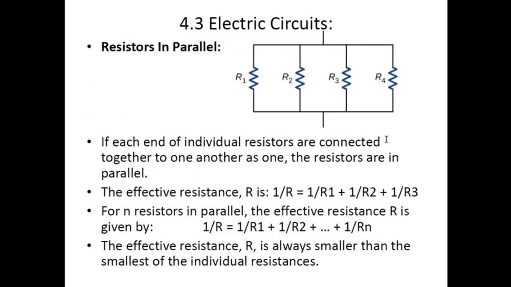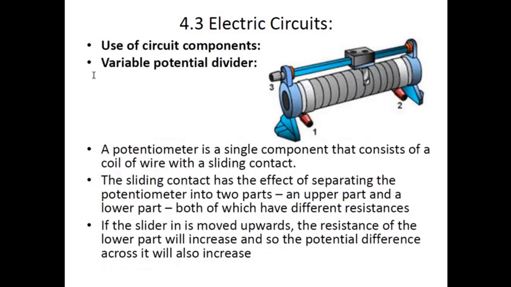Resistors can be connected in parallel like this. And how do we calculate effective resistance or total resistance for this? We use the formula 1 upon R equals 1 upon R1 plus 1 upon R2 plus 1 upon R3 plus 1 upon R4, or as many resistors as you like. In case of parallel connection, the total resistance R is always less than the smallest of the individual resistors in a circuit.